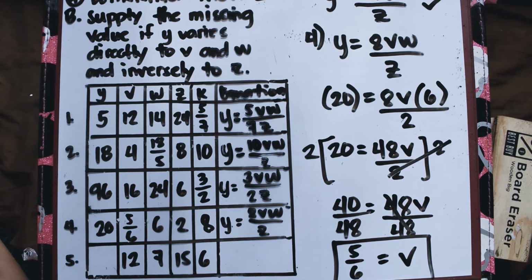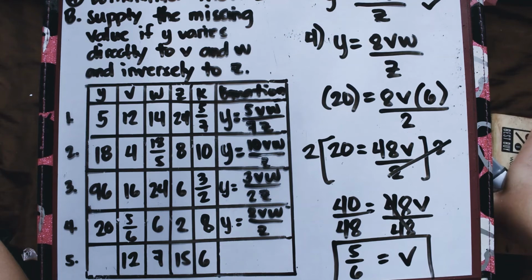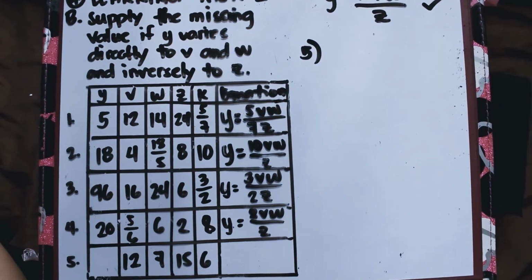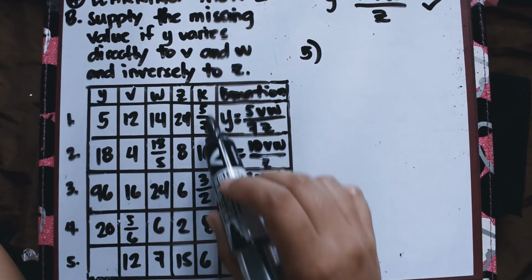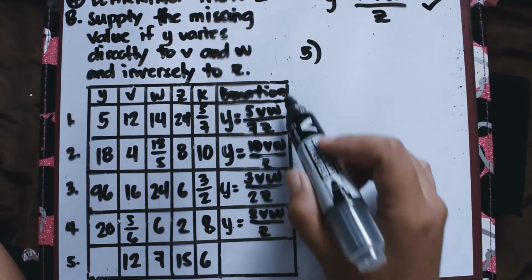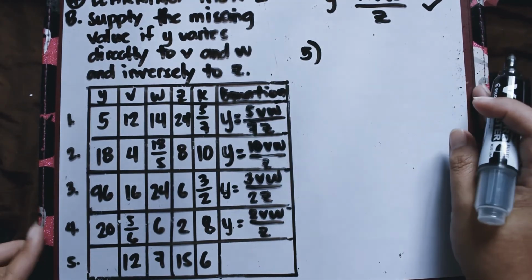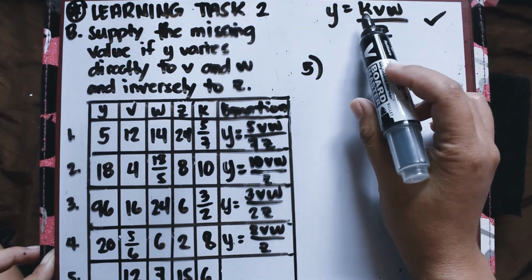Number 5 na tayo. This will be the last number in answering your learning task number 2 in your module. So yan, number 5 na po tayo. Okay, so sa number 5 natin, madali lang, kasi given na si constant, so we can easily write the equation. Again, yung equation, ito po, papalitan lang yung constant.